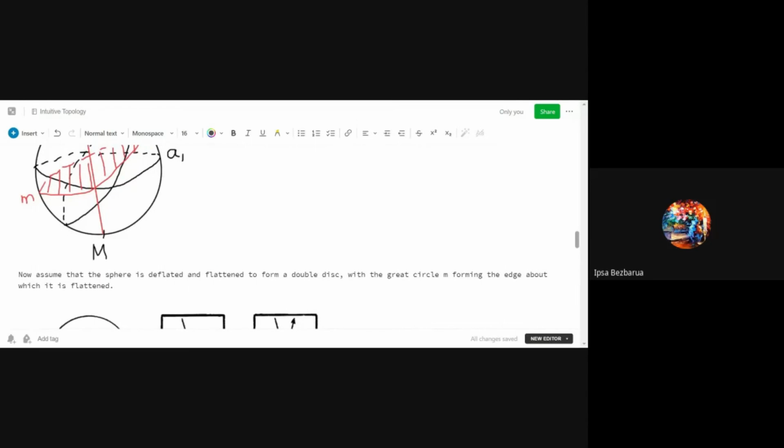Now, why is my screen not moving? Sorry, Chrome is hanging up a bit. Just give me a second, it's not responding.